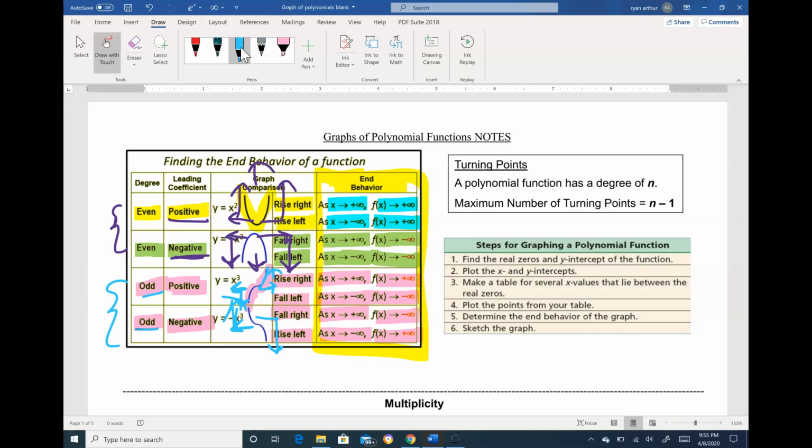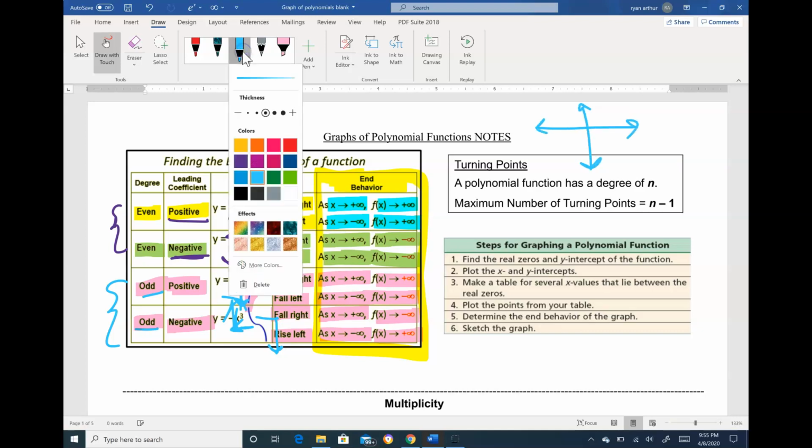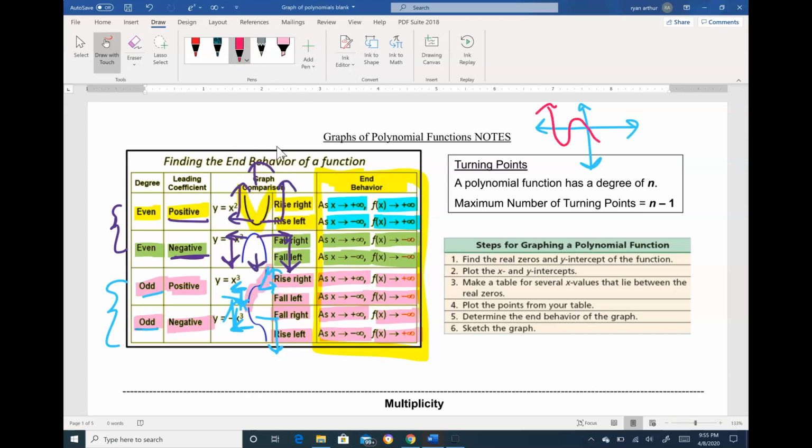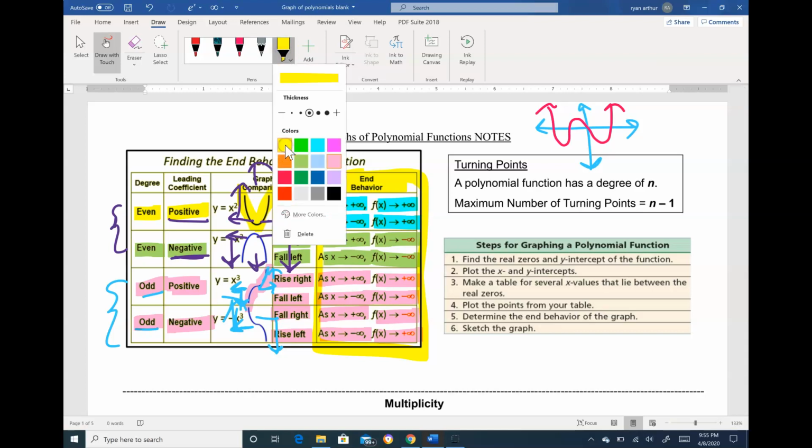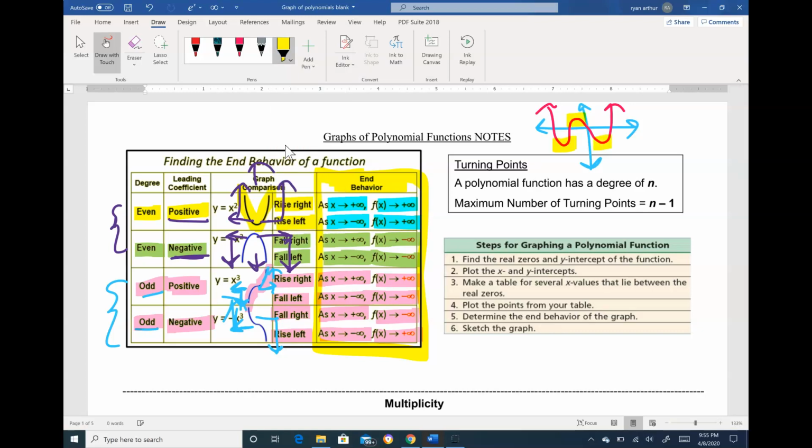So your turning points, so say you have a graph right here, and you have a polynomial on it, okay? This is what my polynomial looks like. The turning points are where it literally turns, where it's a max and a min. So my turning points here are 1, 2, 3. So I have 3 turning points.